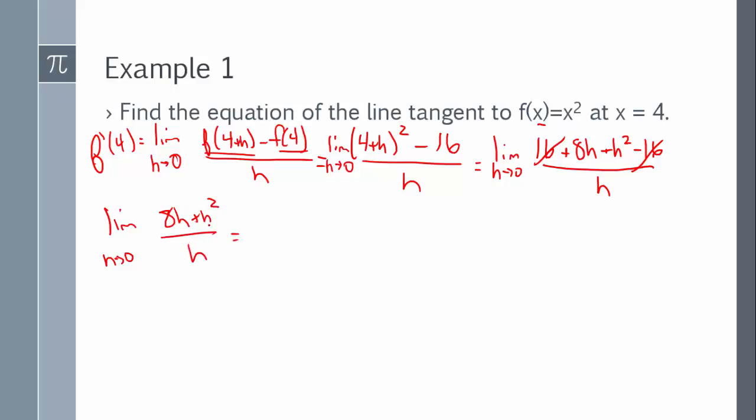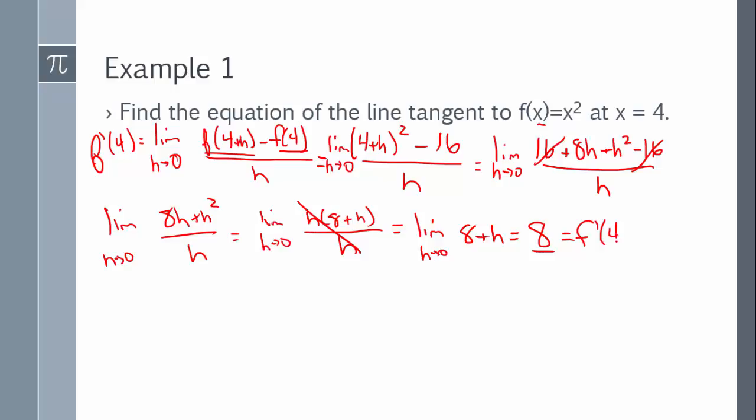I see an h in both terms of my numerator, so why don't I factor them out and do the limit as h approaches 0 of h times the quantity 8 plus h all over h. And now I can cancel out this h, which basically gets rid of my 0 over 0 situation. The limit as h approaches 0 of 8 plus h is just 8 plus 0, or 8. So right there, that is f prime of 4. That is the slope of the line tangent to f of x equals x squared at x equals 4.